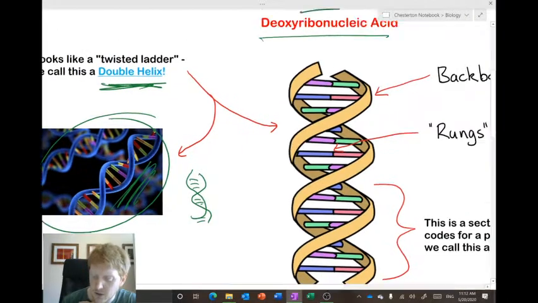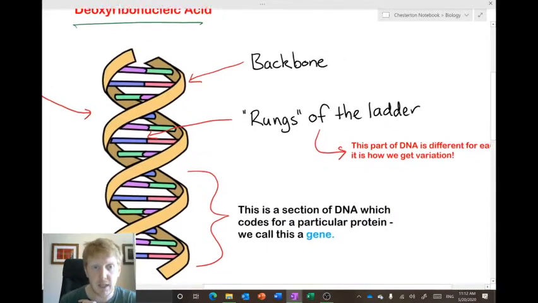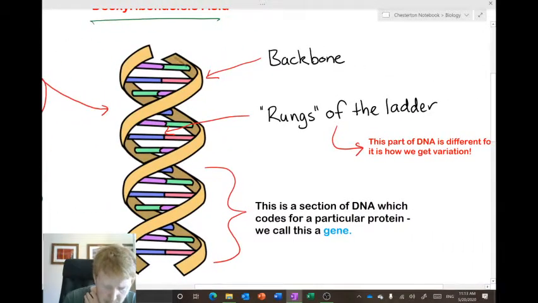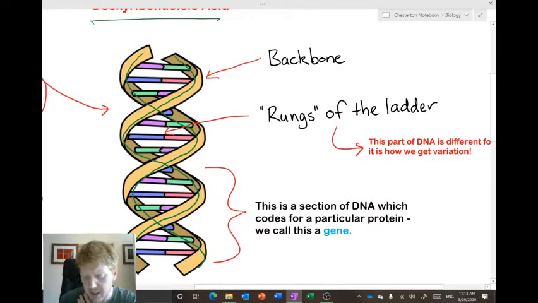All right, so what is DNA made up of? Just like we showed you before, there's this backbone that goes down here, these two strands that are wound together. You don't need to know what it's made up of, but it's made of sugar and phosphate. And then you've got these rungs of the ladder down here, these parts that join those two backbones together.